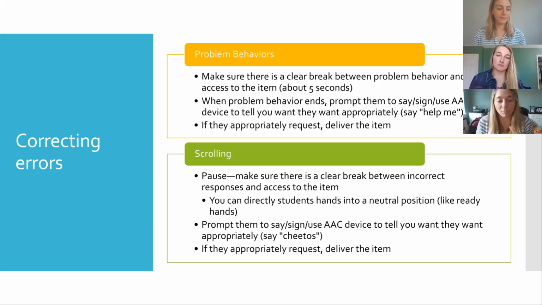you want to, again, pause. Do not deliver, don't attend. If they're signers, block their hands. If they're vocal, just look away. Wait for that clear break between an incorrect response and access to that item. So you're going to either put hands down or look away, you're going to wait another few seconds, and then you're just going to immediately prompt. So it's a very similar procedure to what you would be doing if it was problem behavior.